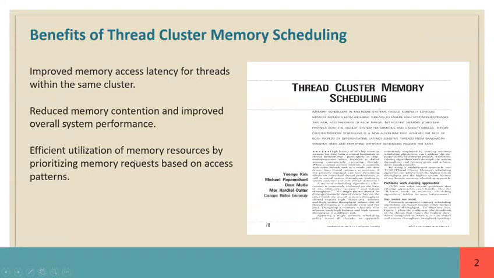Benefits of thread cluster memory scheduling, also known as TCMS: improved memory access latency for threads within the same cluster, reduced memory contention, and improved overall system performance. It also improves the utilization of memory resources by prioritizing memory requests based on access pattern.